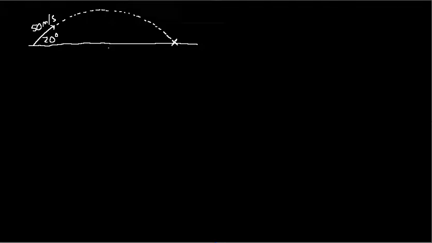And I'm going to ask a couple of questions now. The first question is for you to take this initial velocity vector, 50 meters per second at an angle of 20, and resolve this into its vertical and horizontal components. By now you should be able to give me the initial velocity in the x direction and the initial velocity in the y direction. So pause it and see what you can come up with.